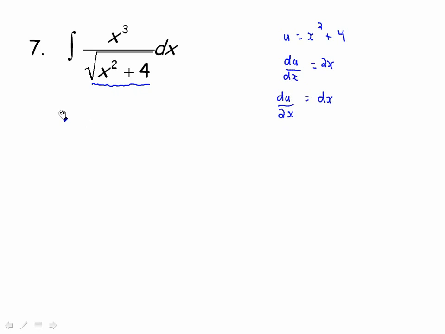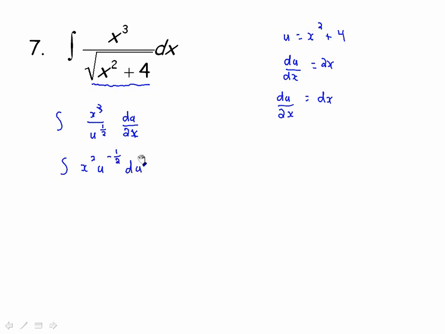But it's not fine in terms of our cancellation, because what we have is x cubed over top of, well, that's u, all right, to the 1/2. And then dx is going to be du over 2x. Now this gets rid of one of the x's, but not both. So now we have x squared. I'm going to take that u, bring her up, so u to the negative 1/2 du.